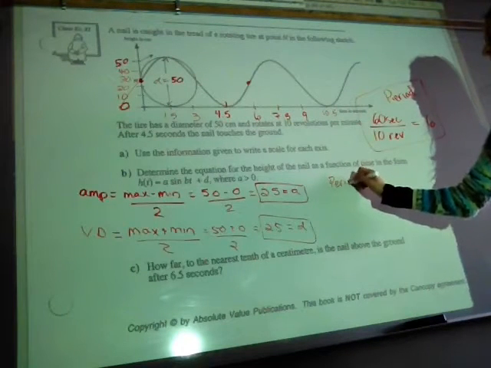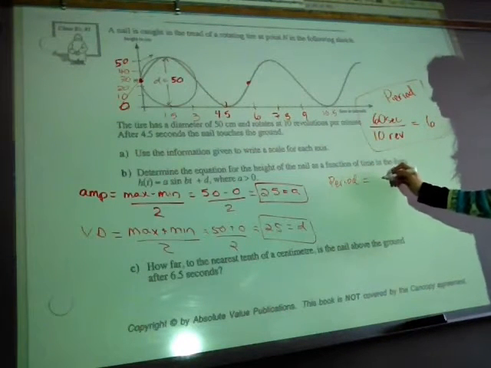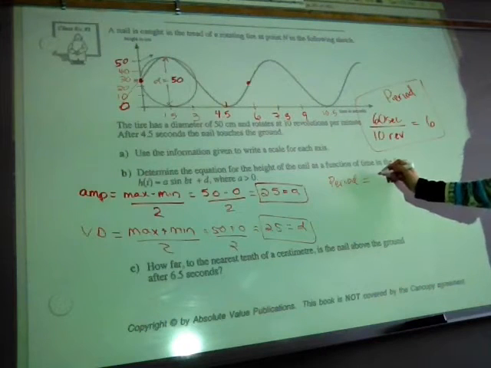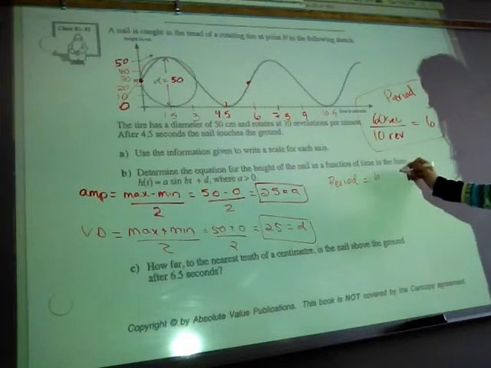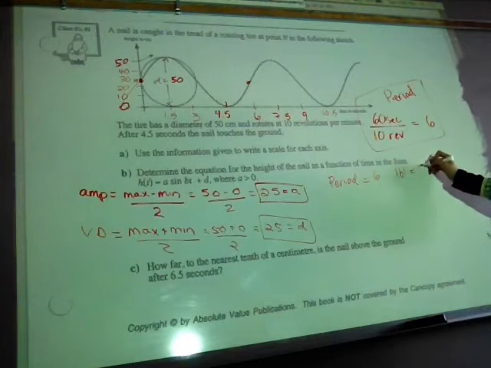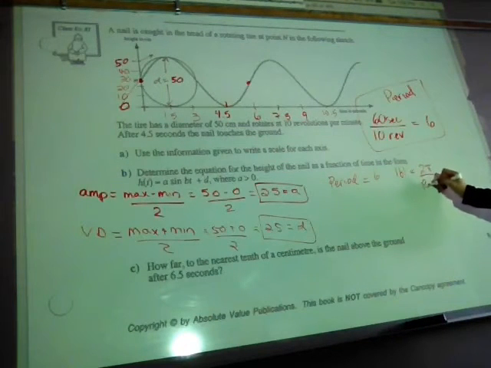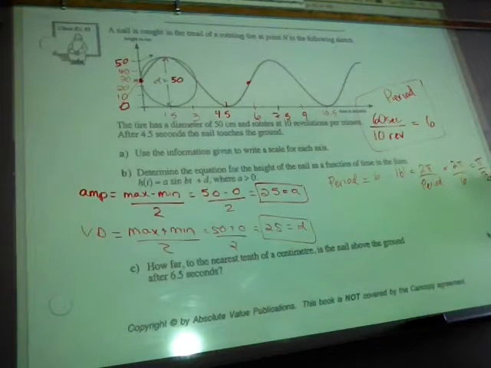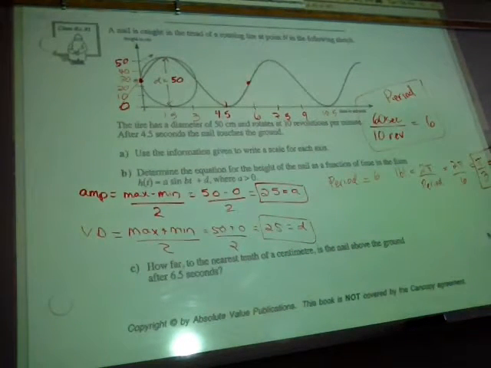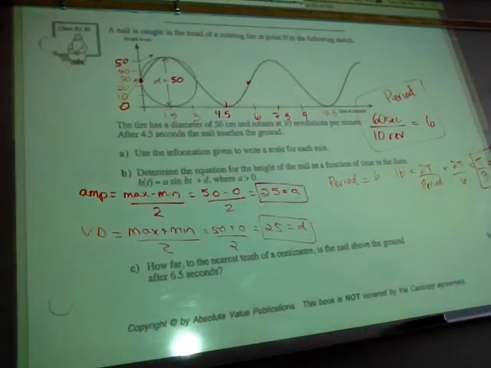Okay, we found earlier that our period was equal to 6. So to figure out the B value, we would go B equals 2 pi divided by our period. So it's going to be 2 pi divided by 6, which gives you pi over 3. And that's equal to your B value. So we have our A, B, and D. Now we just need to find our C.